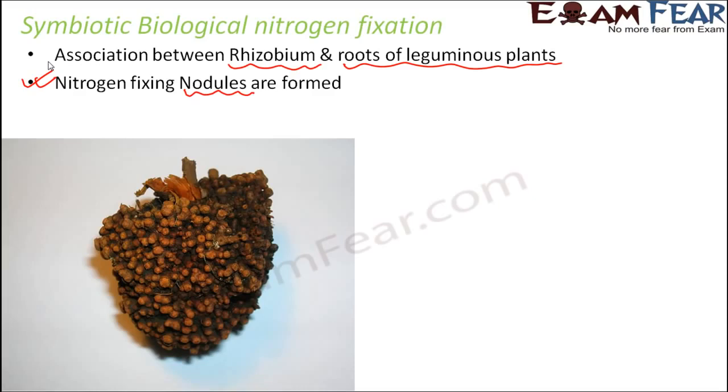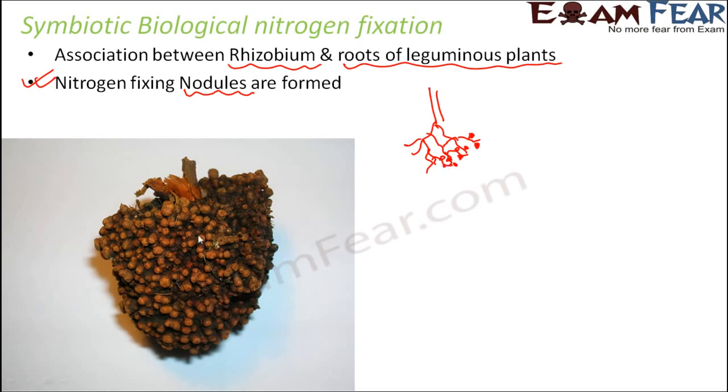So this is how it looks like. If you look at the root of a leguminous plant, for example pea, beans, lentils, all of them will have nodules on their roots. How are the roots normally like? The roots normally look like this, right? This is how they look. But for the leguminous plants, if you look at their roots, you will have swollen structures like this. And these swollen structures are called nodules.